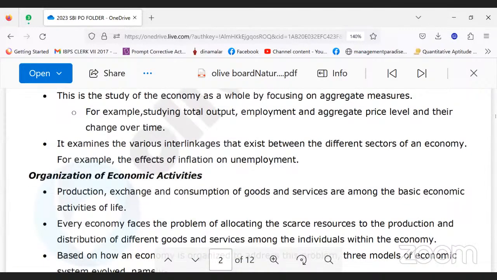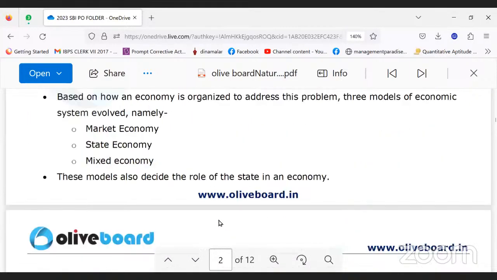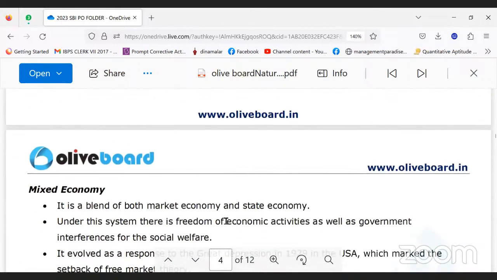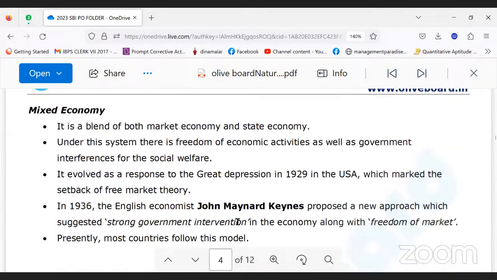Correct. So this is what the problem was. We were getting stuck in the basics. I think you have to study, Mr. Anurag. You will start from mixed economy.